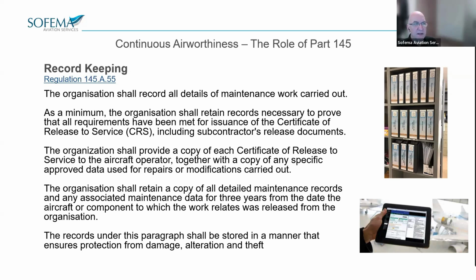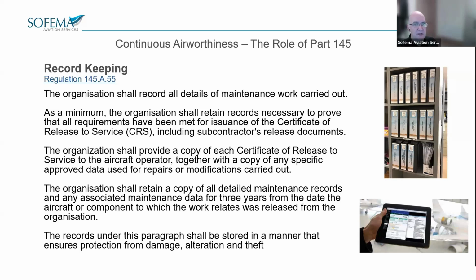The organisation needs to keep a copy of all the detailed maintenance records and any associated maintenance data for 3 years from the date the aircraft left their hangar, basically, from the date the aircraft was certified as serviceable. The records under this paragraph need to be stored in a way which ensures protection from damage, alteration and theft, not put in cardboard boxes in a wet shipping container or a damp hangar corner, but properly racked in compactors or in metal containers.